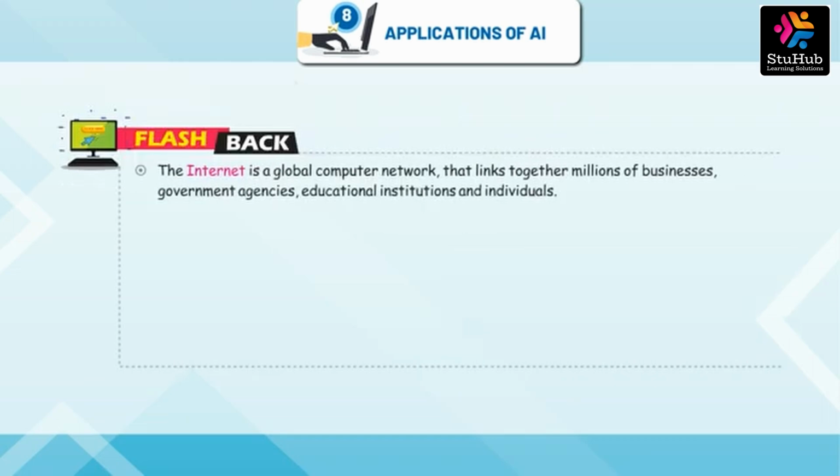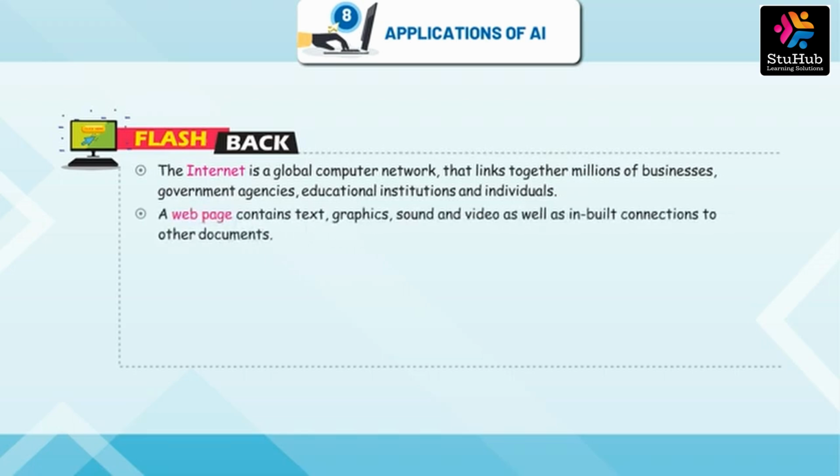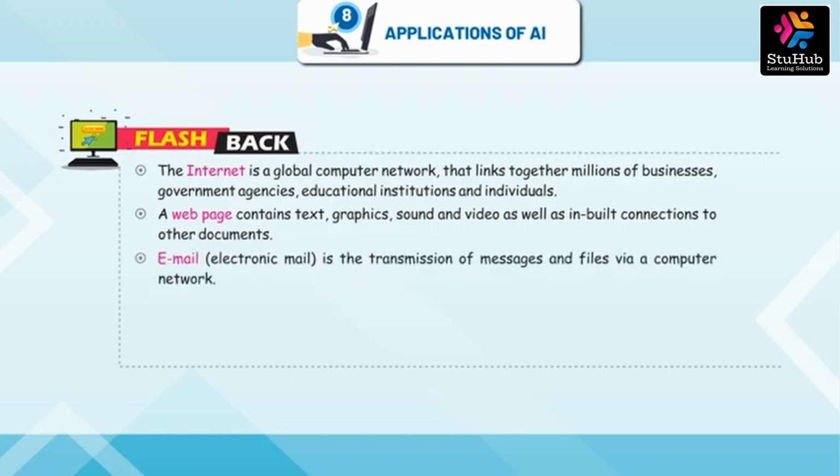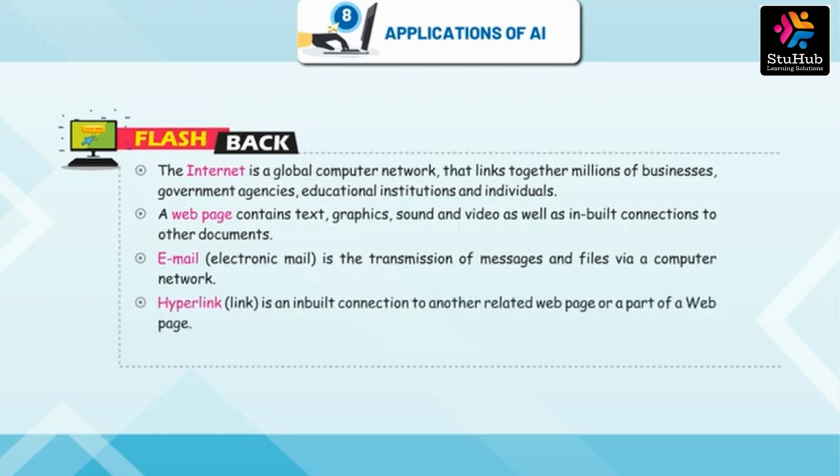Flashback. The Internet is a global computer network that links together millions of businesses, government agencies, educational institutions, and individuals. A web page contains text, graphics, sound, and video, as well as inbuilt connections to other documents. Email, electronic mail, is the transmission of messages and files via a computer network. A hyperlink, or link, is an inbuilt connection to another related web page or a part of a web page. A browser is a software program that allows us to access and view web pages.